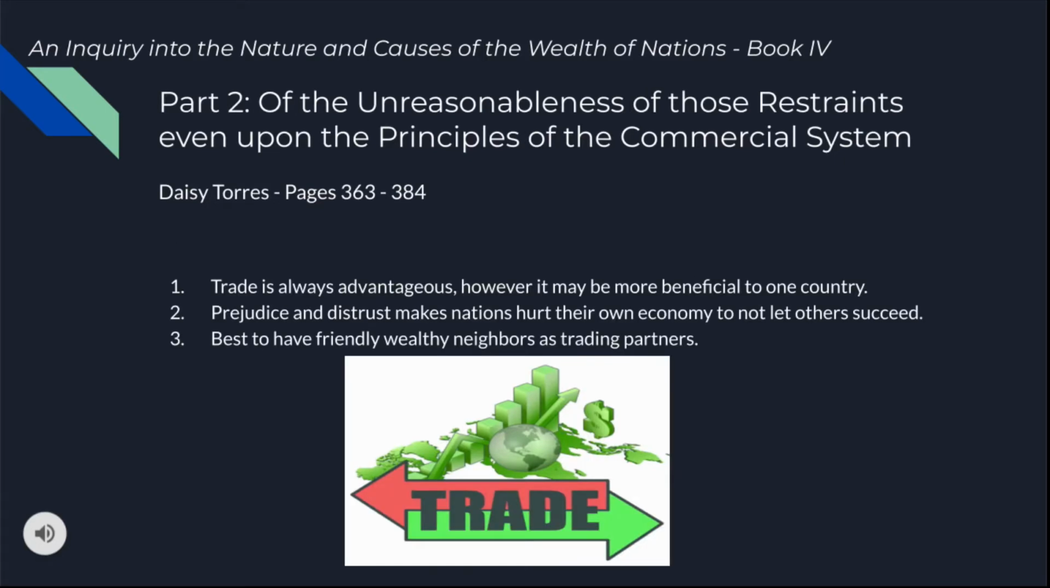For Part 2 of Chapter 3, Smith discusses that all trades are advantageous for all parties, but one party may benefit more. He notes how Britain would most likely benefit from trade with France up to 3 times more than from trade with North America.